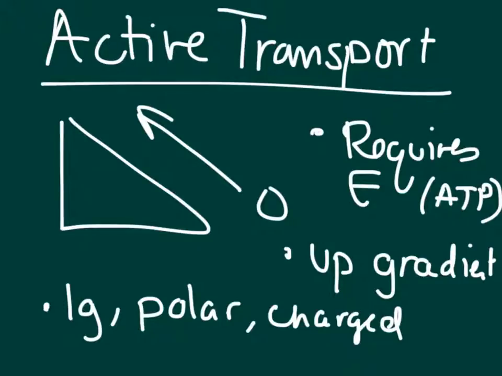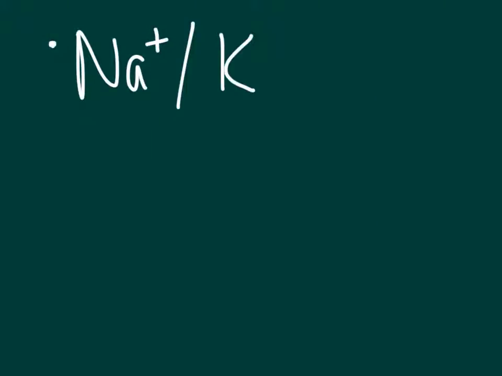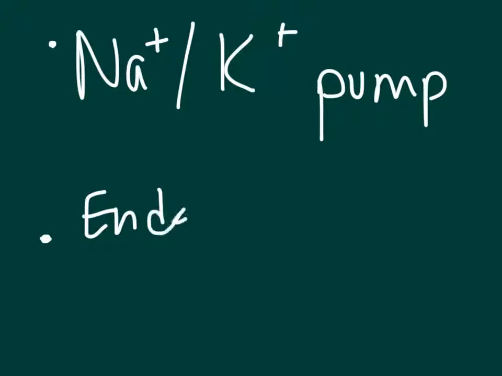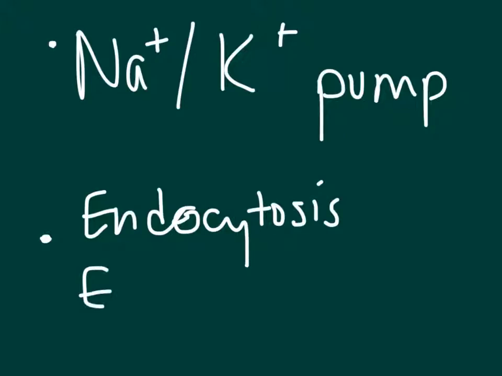Those are all characteristics of active transport. Requires ATP, moving up the gradient. It's for large polar charged things. The forms you should be familiar with are the sodium-potassium pump and endocytosis and exocytosis.